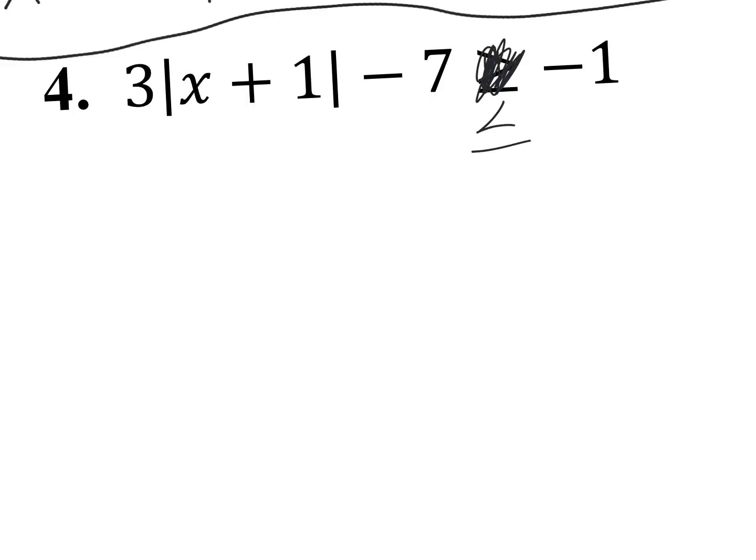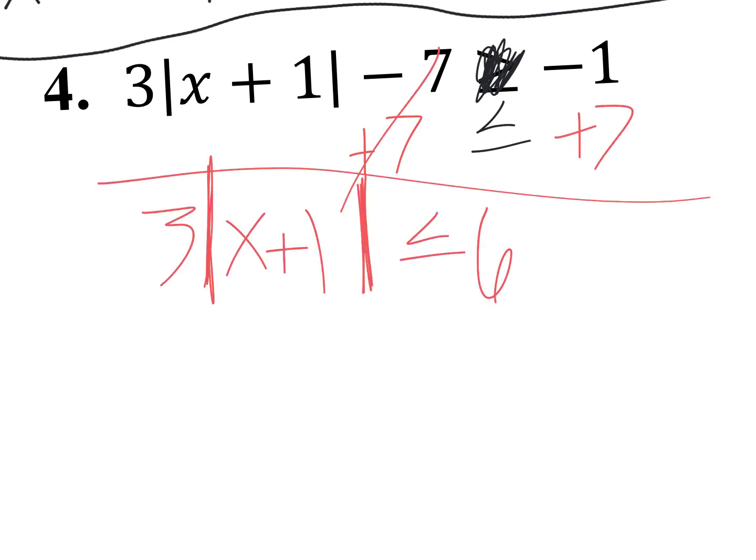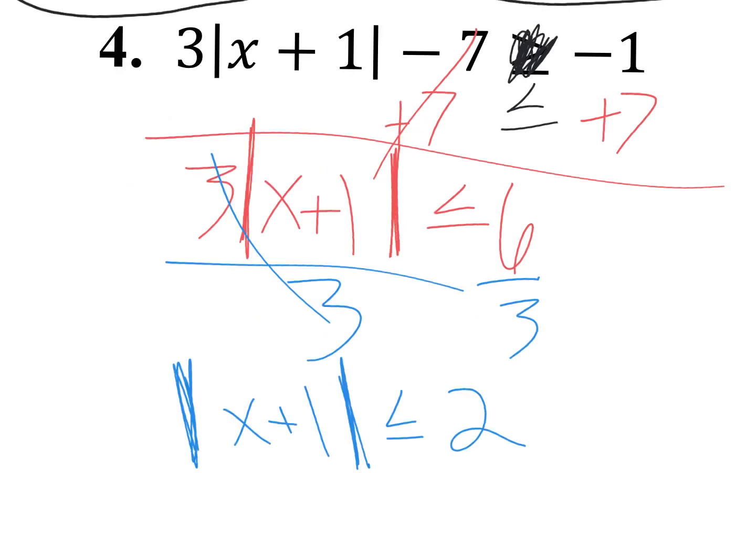So in my final example here, I had a bit of a typo and I put the wrong sign. But you'll always want to start by looking to get rid of anything outside the absolute value bars first. So I can add 7 to the other side. And so instead of distributing that 3, I can just as easily divide it over to the other side. And so then I'll get the absolute value of x plus 1 is less than or equal to 2.